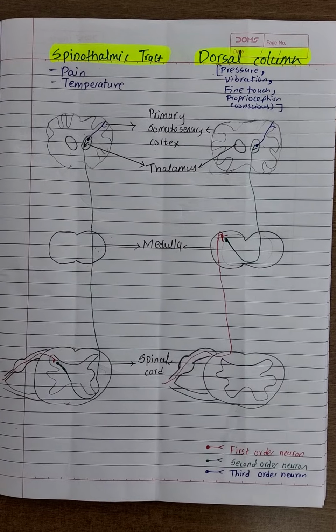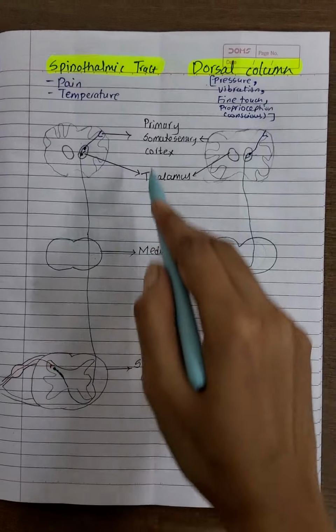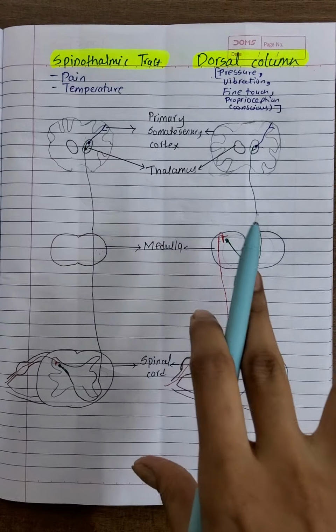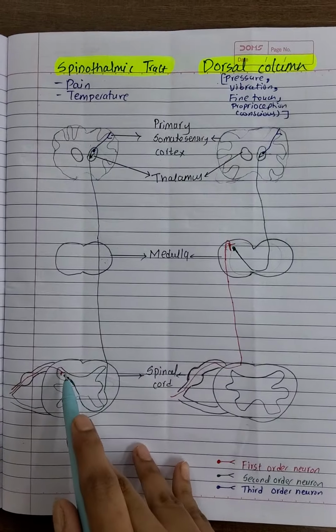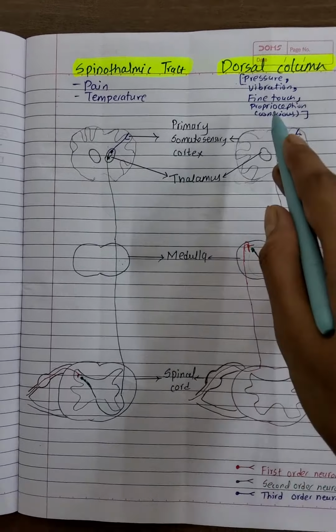Spinothalamic tract and dorsal column are ascending tracts because they are ascending upwards. And these ascending tracts first synapse and then they cross.